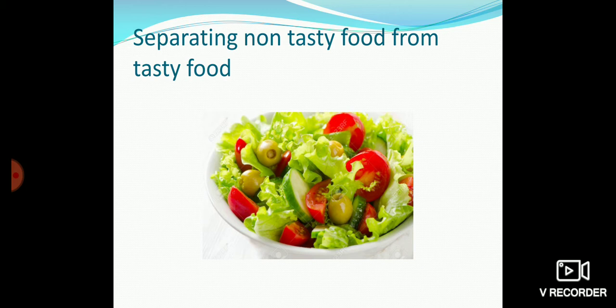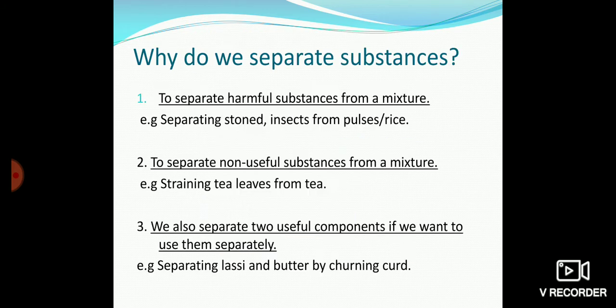We have also understood there are many reasons for which this separation is done. So we will now look at the reasons in brief. Okay, now let's move forward.